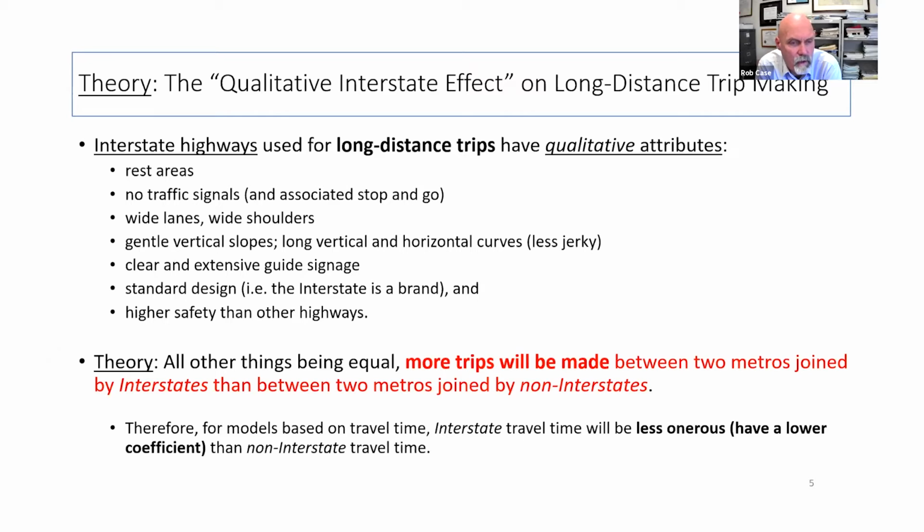So the theory then would be that all other things being equal, more trips would be made between 2 metros that are joined by interstates than between 2 metros that are joined by non-interstates. So we wanted to use StreetLight to test that. And in these models, these simple equations, if that is true, then the interstate travel time coefficient will be a lower coefficient. It'll be less onerous, in other words, when you're looking at the number of trips between areas.